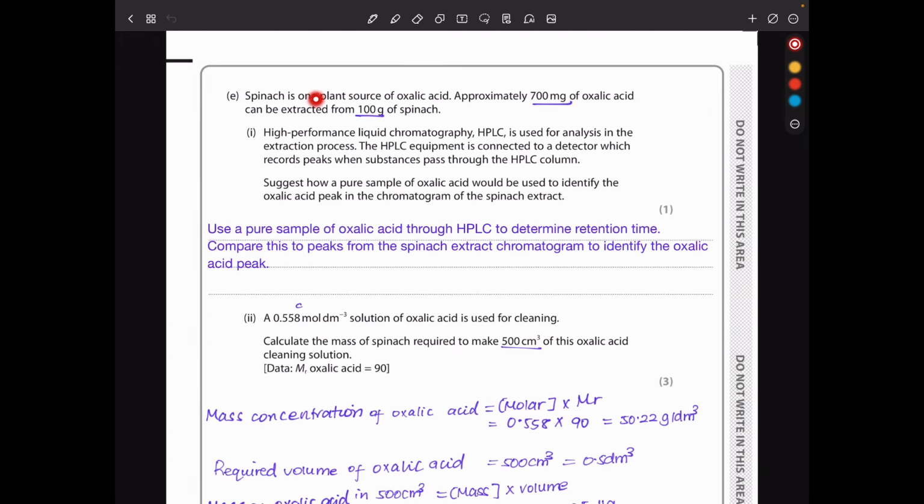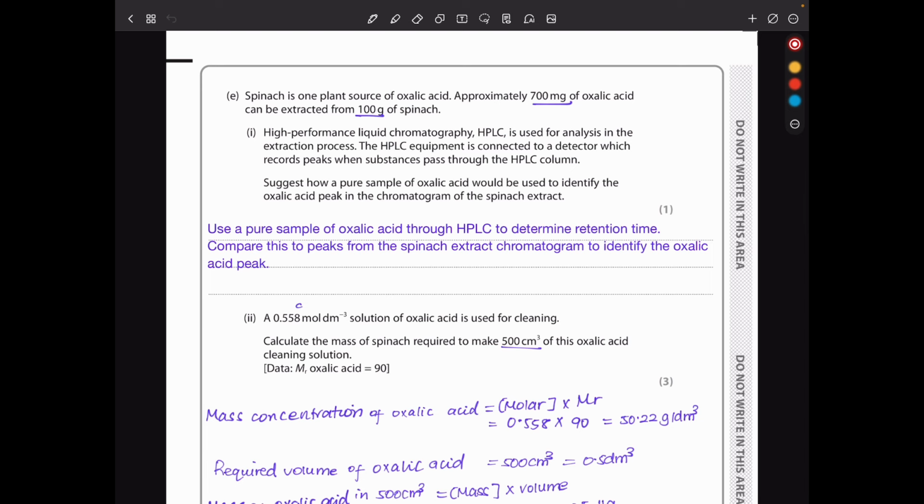In part E, spinach is one plant source of oxalic acid. Approximately 700 milligrams of oxalic acid can be extracted from 100 grams of spinach. High performance liquid chromatography, HPLC, is used for analysis in the extraction process. The HPLC equipment is connected to a detector which records peaks when substances pass through the HPLC column.